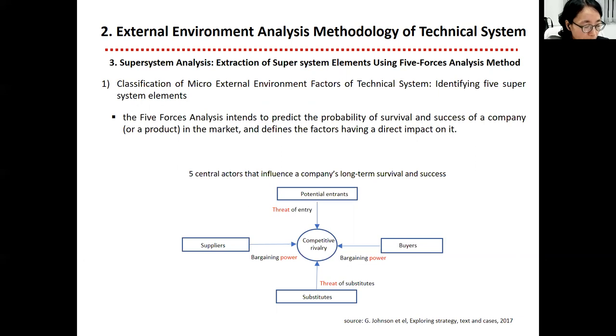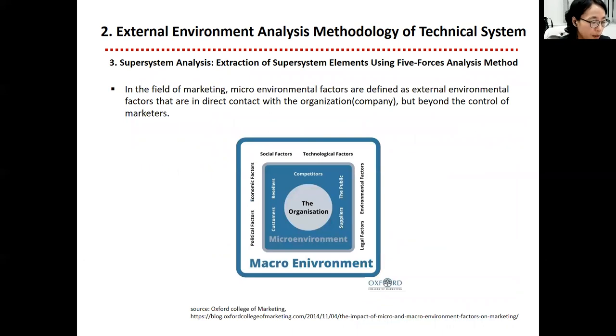Most importantly, the five forces analysis intends to predict the probability of survival and success of a company or a product in the market and define the factors having a direct impact on it. In the field of marketing, five forces are defined as microenvironment factors, that is, suppliers, resellers, customers, competitors, and the public. They are in direct contact with an organization or company beyond the control of marketers. However, they still influence decisions made when creating strategic marketing plans.